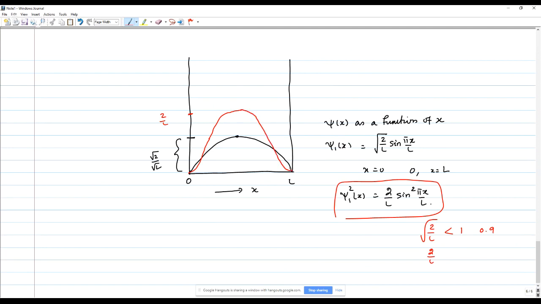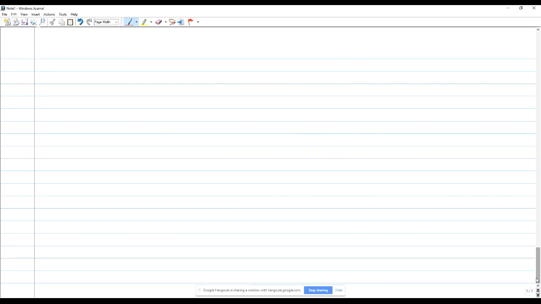You will have something like that. This is a sine square function, psi 1 square x. Now, if you repeat this process for different values of L, for example, psi 2 of x will be, it's a full wave now, because psi 2 of x is root 2 by L into sine 2 pi x by L.